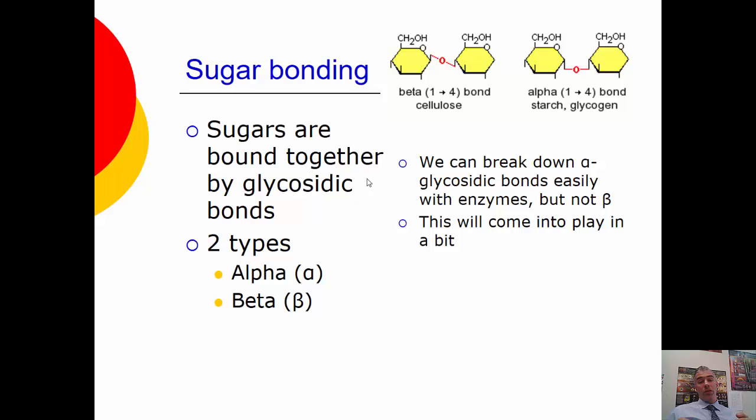When glucose molecules, for example, are bonded together with beta-glycosidic bonds, it's called cellulose. Cellulose we cannot break down. It's like fiber, and that is what ends up going through our bodies and ends up in our poop.